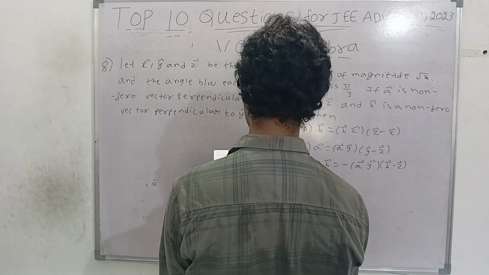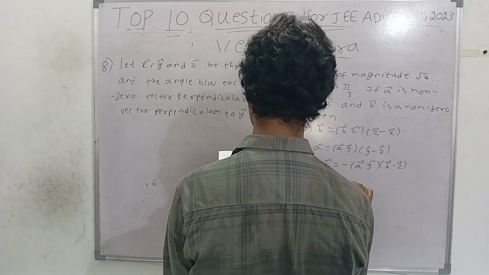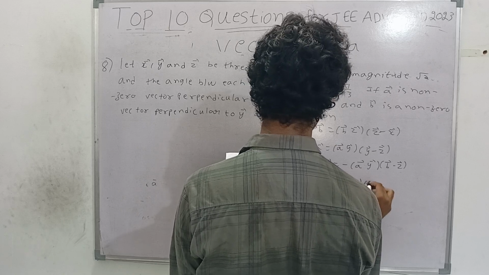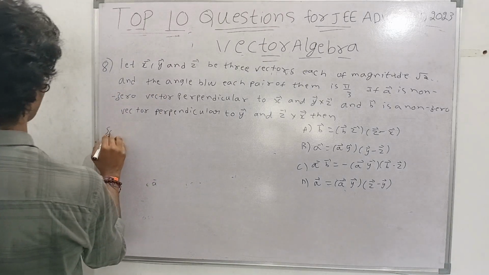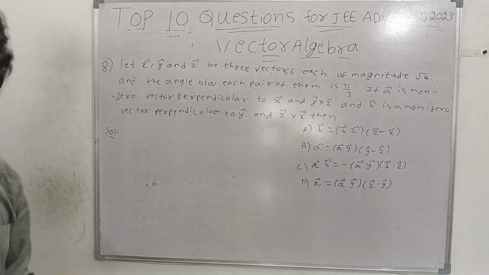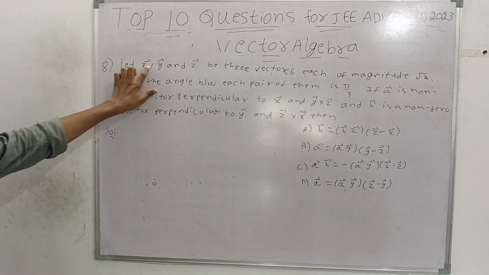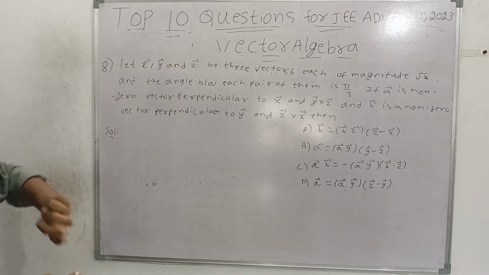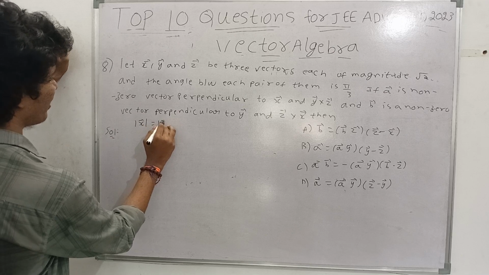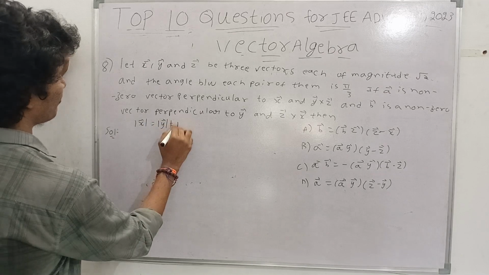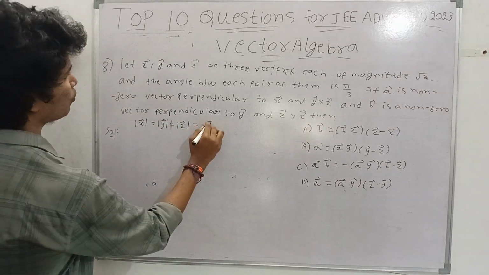And option D is A vector equal to... Now we have to solve this thing. This question is multi-correct. What they are saying: let x vector, y vector and z vector be 3 vectors, each of magnitude √2. So magnitude of x vector equals magnitude of y vector equals magnitude of z vector, equal to √2.